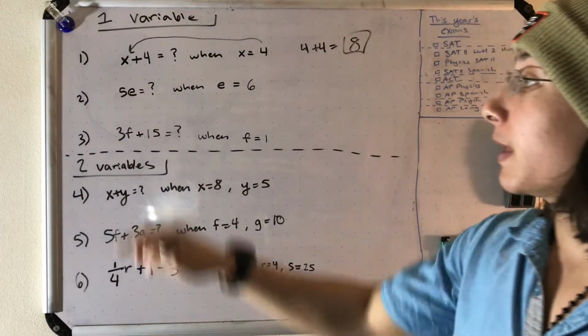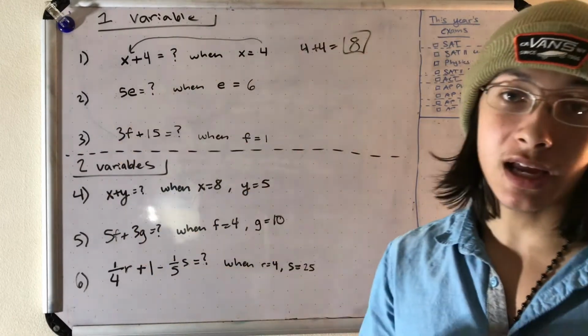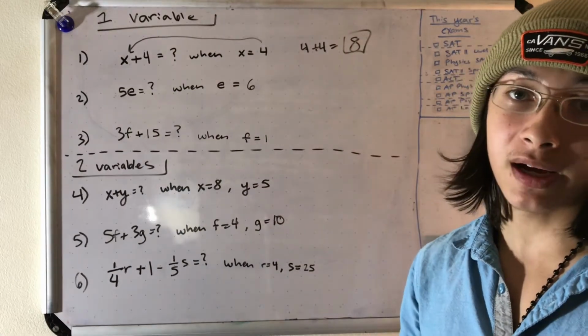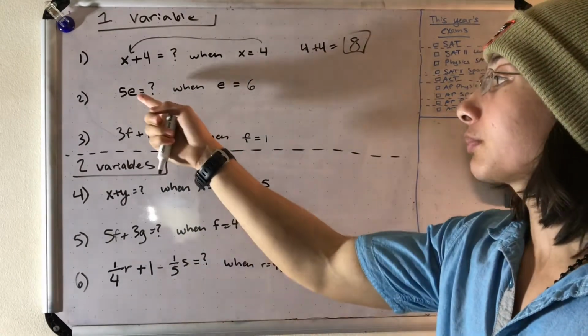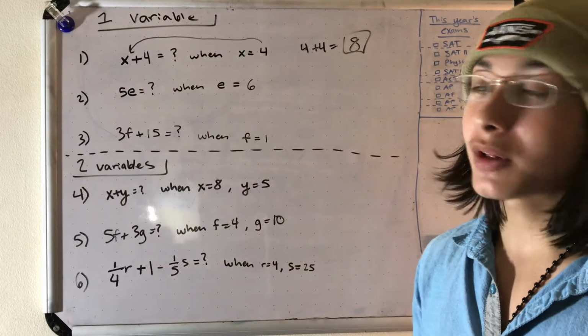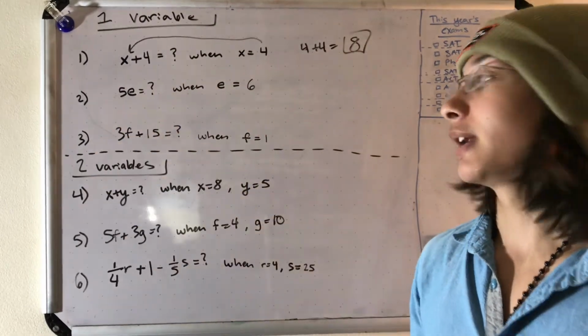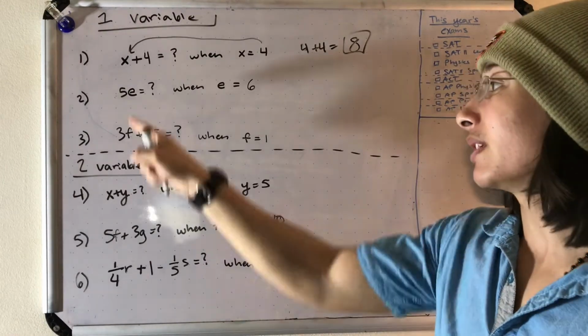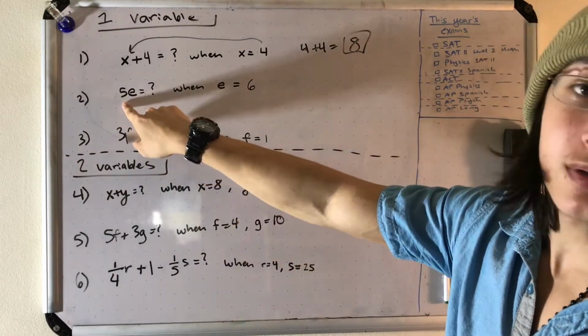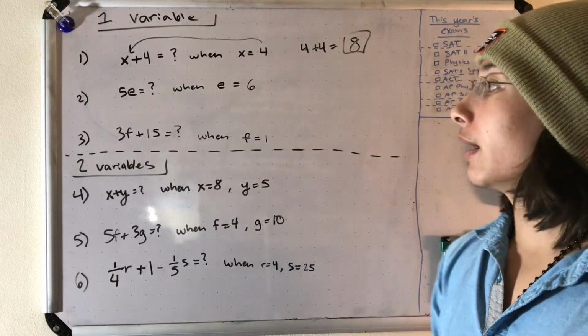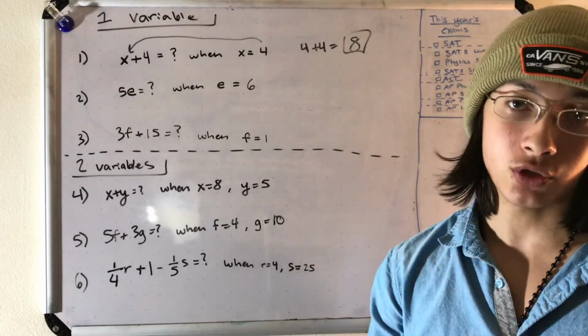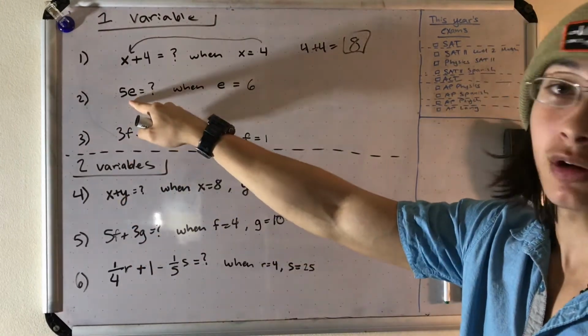Now number 2. What this means here is, if you see a number immediately followed by a variable or letter, all that's saying is that these two are being multiplied. So it's essentially 5 times e. Later on you might need to know that the 5 in front of the e is called a coefficient. That's just a term that you might need to know. It is the coefficient of this variable.